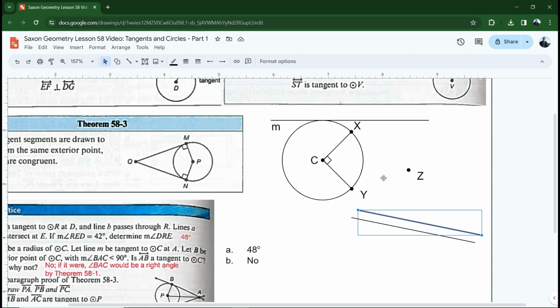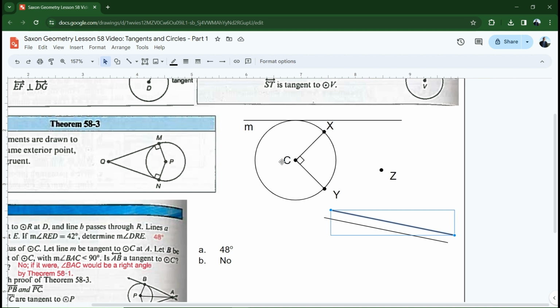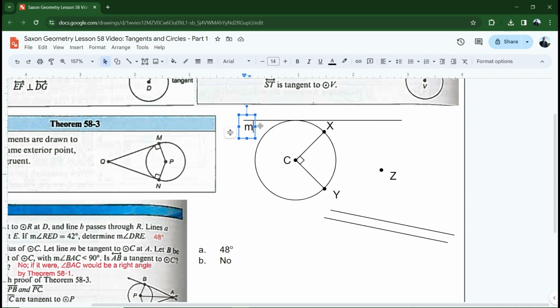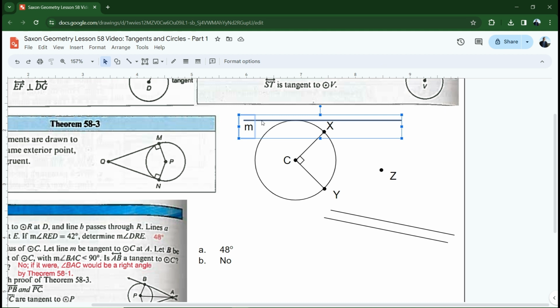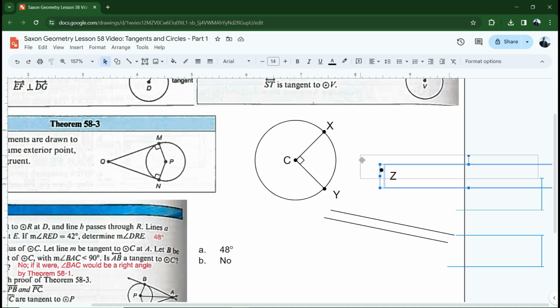Now, hey, look at that. It's already drawn out. Point C is the center of the circle. X is on the outside. We don't need this line anymore up here. I accidentally left that there from a previous one. All right, and X and Y are on the outside of the circle. They're going to be points of tangency for lines passing through them. Okay, and then we have point Z that's somewhere on the outside of the circle.